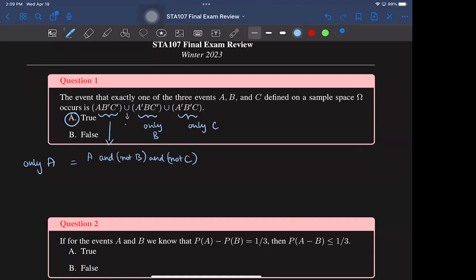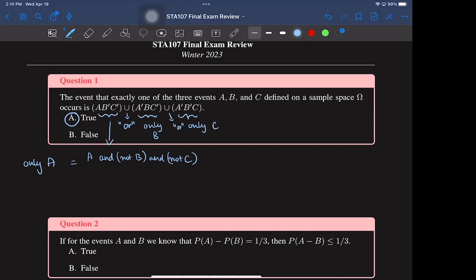And the concatenation, sorry, not concatenation, is a union. It means the word "or". So we have only A or only B or only C, and it describes that exactly one of the three events A, B, or C occurs. Therefore, it is true. Does it make sense? If it makes sense, you can maybe just give some reaction. Okay, thank you.